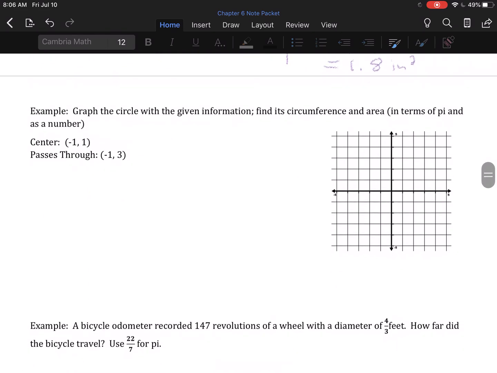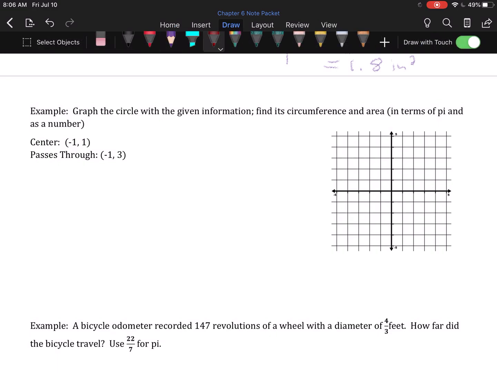Graph the circle with this information. Find the circumference and area. Okay. Center is at -1, 1. Well, -1, 1 is left 1, down 1. I'm sorry, left 1, up 1. It's left 1, up 1. So it's there. And we know the circle itself passes through the point -1, 3, which is left 1, up 3.